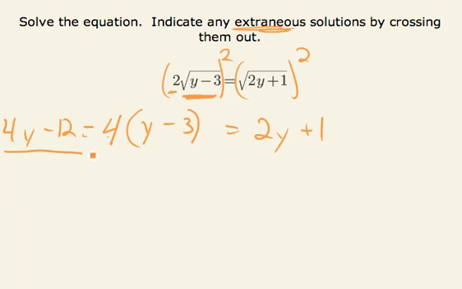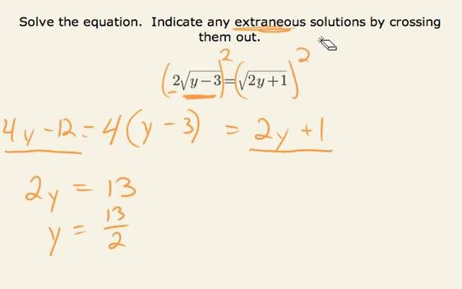So we have an equation here, 4y minus 12 equals 2y plus 1. We can go ahead and try and solve. Let's subtract 2y from both sides. 2y from 4y is 2y. Let's go ahead and add 12 to both sides. 1 plus 12 is 13. Divide by 2, we get y equals 13 halves. So there's our proposed solution.